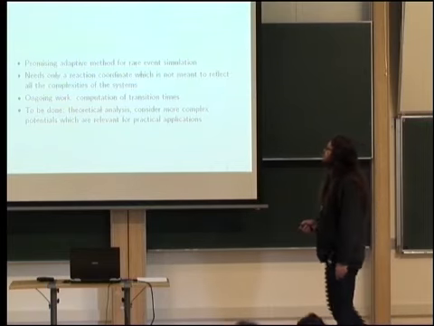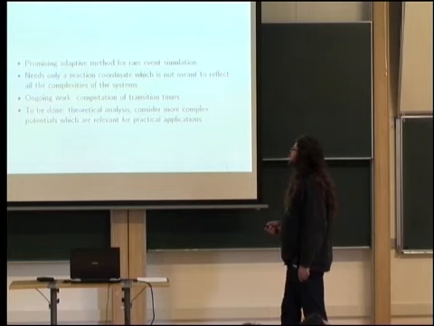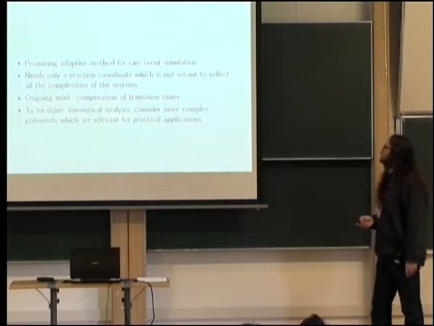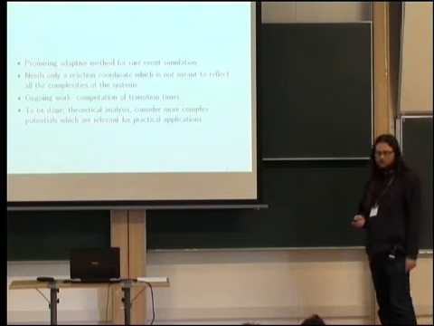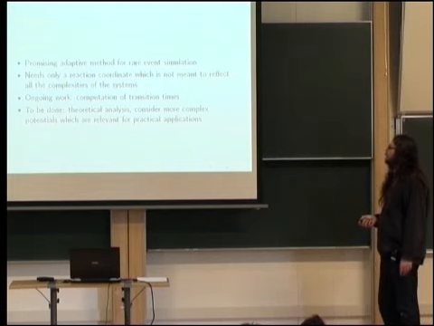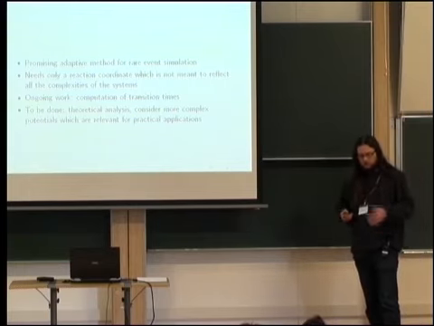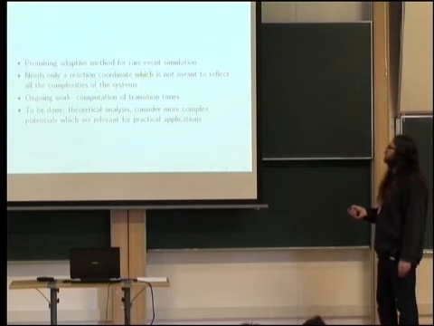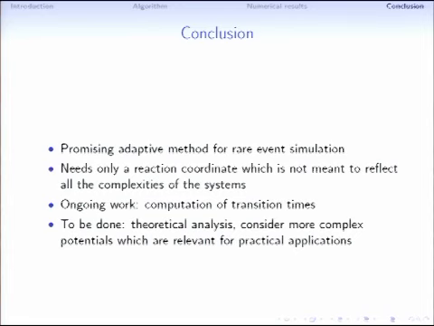So, just a few words of conclusion. It seems to be a promising adaptive method for rare event simulation, at least in this context. One interesting feature is that it's not very sensitive to the choice of the reaction coordinate that we make to do the branching of the trajectories. Especially, the reaction coordinate does not need to reflect all the complexity of the system. It can be something quite simple, on one coordinate.